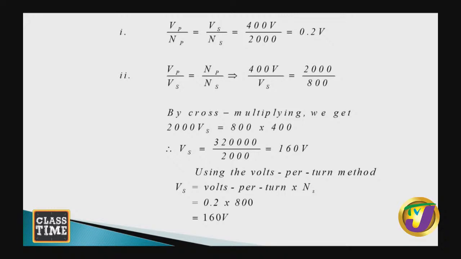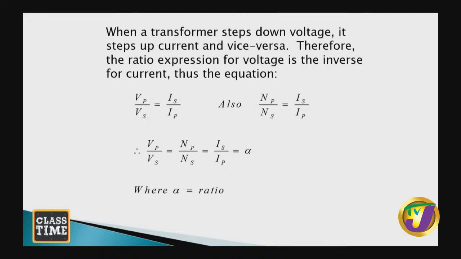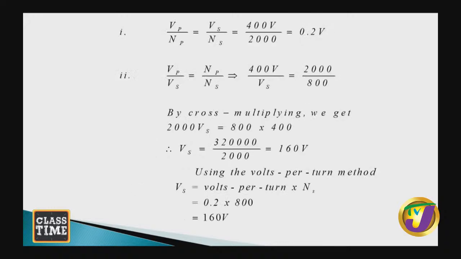It also says you could use what is called your volt per turn. Using the volt per turn method, how many turns were there in the primary? 2000. How many turns in the secondary? 800. Don't get them mixed up. Remember, you're working on your secondary side, so you have to use your secondary number of turns. All right?